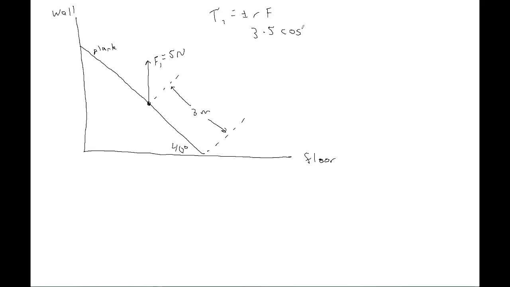Why did you take the cosine? It sounded like you were taking the cosine of 40. Why did you do that? I'm sorry? You said you were taking the cosine of 40? Yes. Why? Right, because I want the perpendicular distance between F1 and the pivot. Which I guess I said the pivot would be the bottom of the ladder.